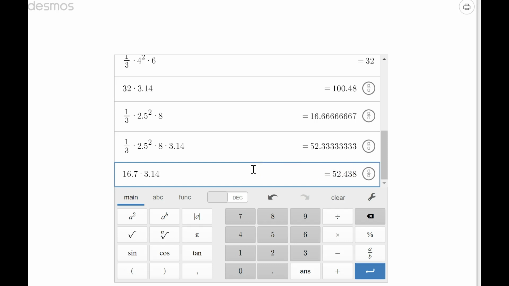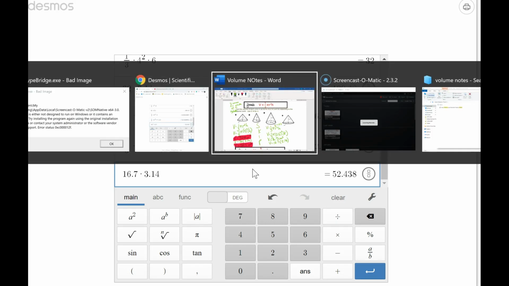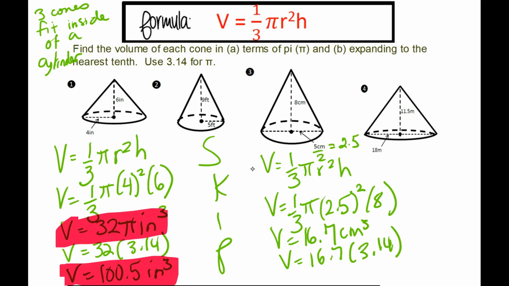But you pick the one that's the closest. So either way, we are going to put 52.4 because we rounded to 16.7, and that's what I want you to do. So we're going to put 52.4 centimeters cubed as our answer.